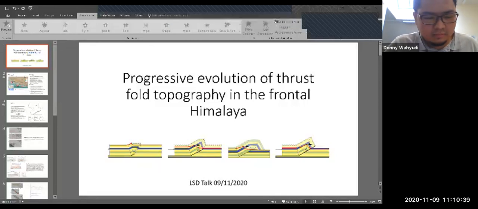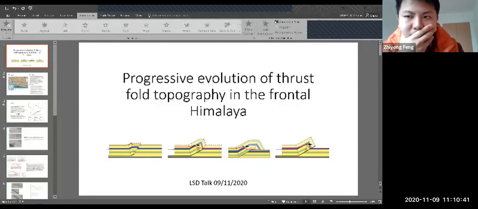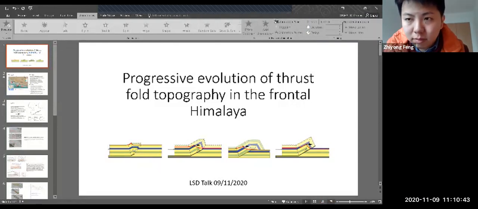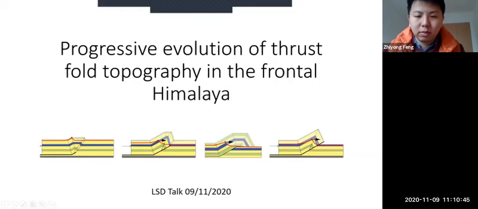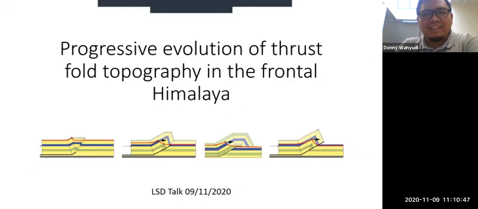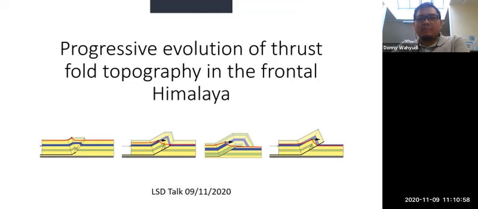Okay. Hi guys. So today I'm going to present about my current work with Hugh and Simon about the progressive evolution of thrust fault topography in the frontal Himalaya.